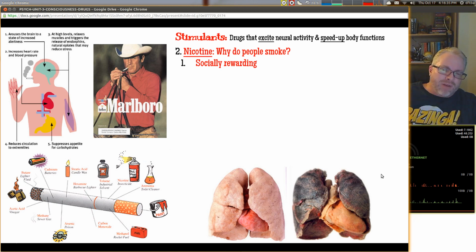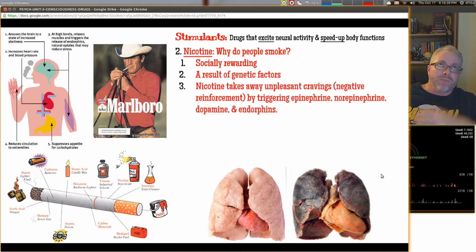So I get that part of it, but as a younger person, it can be socially rewarding because you look at other people and you may think that they're cool or awesome or different because they're smoking, and certainly they're not. If you look at the picture at the bottom, that's somebody who was a smoker on the right hand side. On the left hand side is a healthy set of lungs.